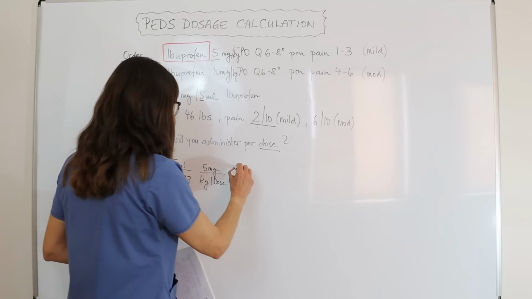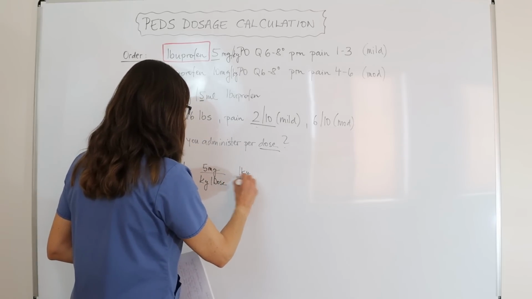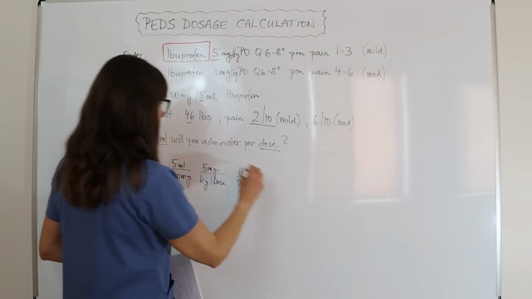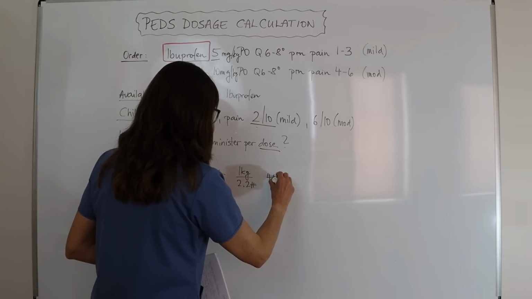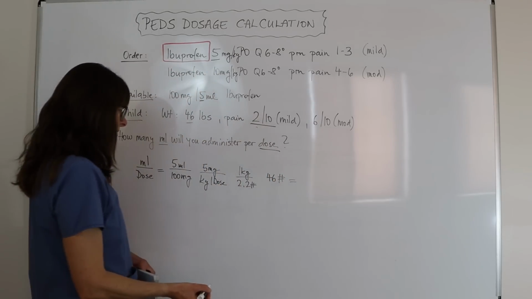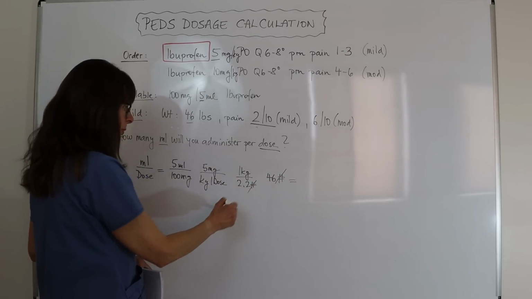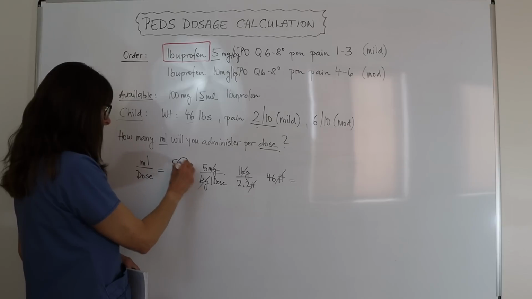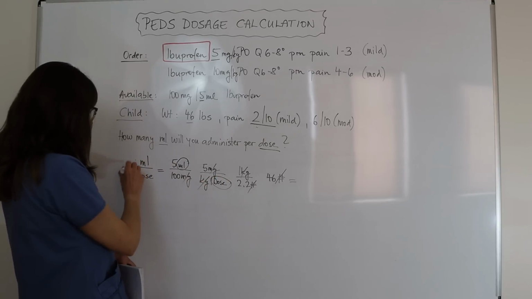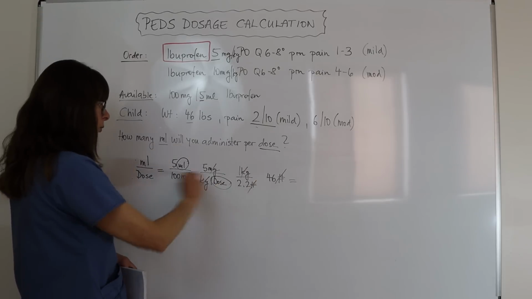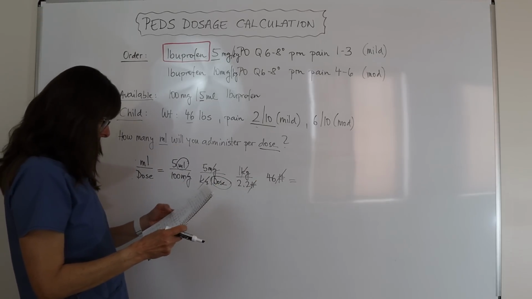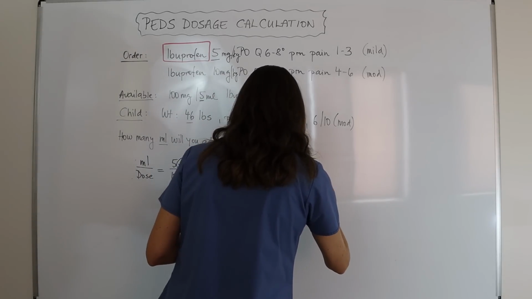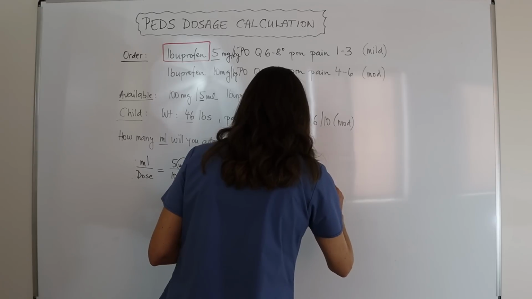And then we need to convert our kilos to pounds, and 1 kilogram is 2.2 pounds, and then put in our patient's weight, which is the 46 pounds. And then with dimensional analysis, we'll cross cancel all the units that we've put in: pounds, kilograms, milligrams, milligrams. What we're left with is milliliters per dose, and this is exactly what we were looking for. And then we'll go ahead and come up with our math here. So for the 5 milligrams, it comes out to 5.2 milliliters per dose.